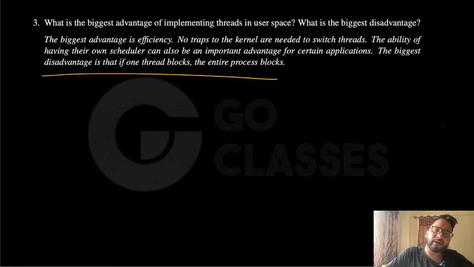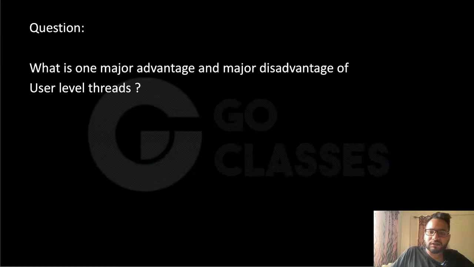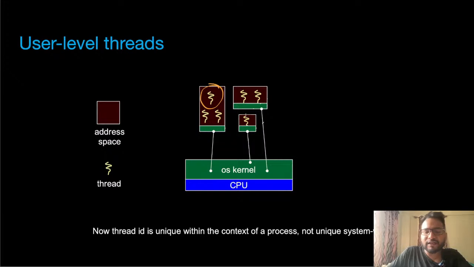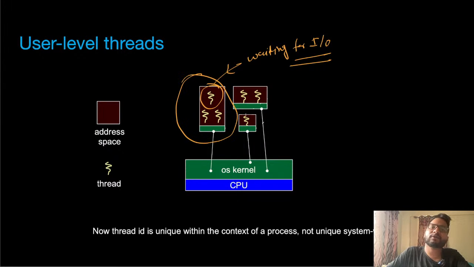So that's very important. Suppose there are multiple threads that I have, and this thread is waiting for some IO. Then the OS does not know that there could be multiple threads in this. For the OS, it is like this process is waiting for the IO. So the OS will block the entire process, not just one thread. That's also one of the major disadvantages, right?